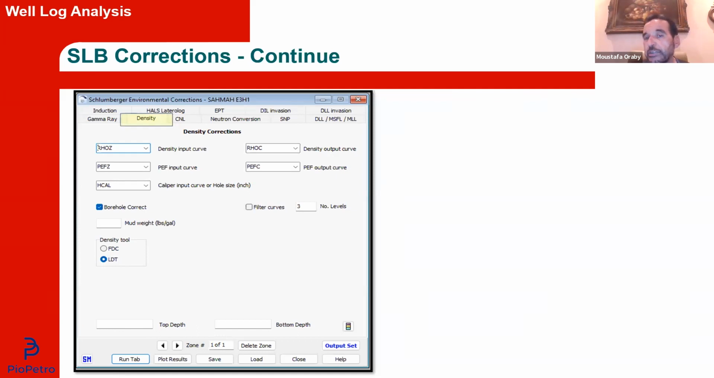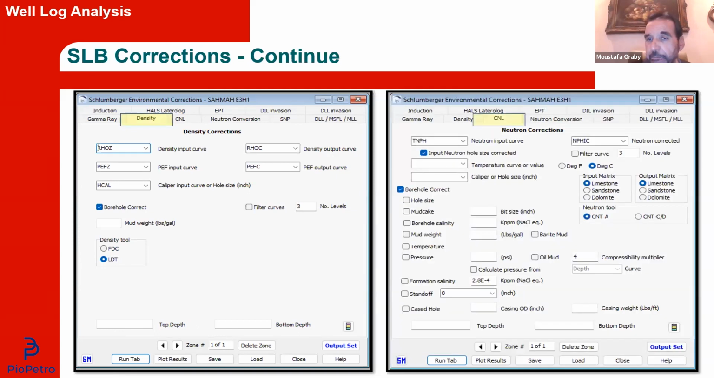You do the same for the neutron again. And the neutron, it will ask you what is the neutron curve name, and it will name it the same curve name plus C. C means corrected. And I repeat again, it will keep the original one and give you a new one, which is the corrected one. Then it will ask you, do you need borehole correction, size correction? Do you need mud kick correction? Do you need salinity correction? Whatever corrections you have. Once you have filled in all this data, you run it. You run the tab, and then it will give you the corrected tab.